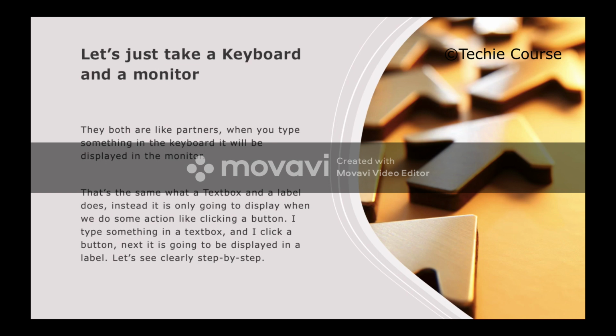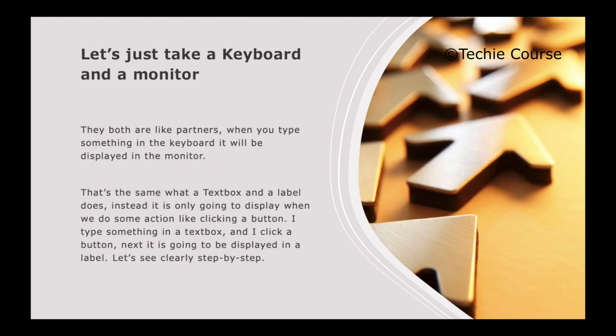That's the same thing a text box and a label do, but the only difference is that you need some action to do that. That action will be a button. When I click on a button, the text which I entered in the text box will be shown in the label. Let's see clearly step by step.